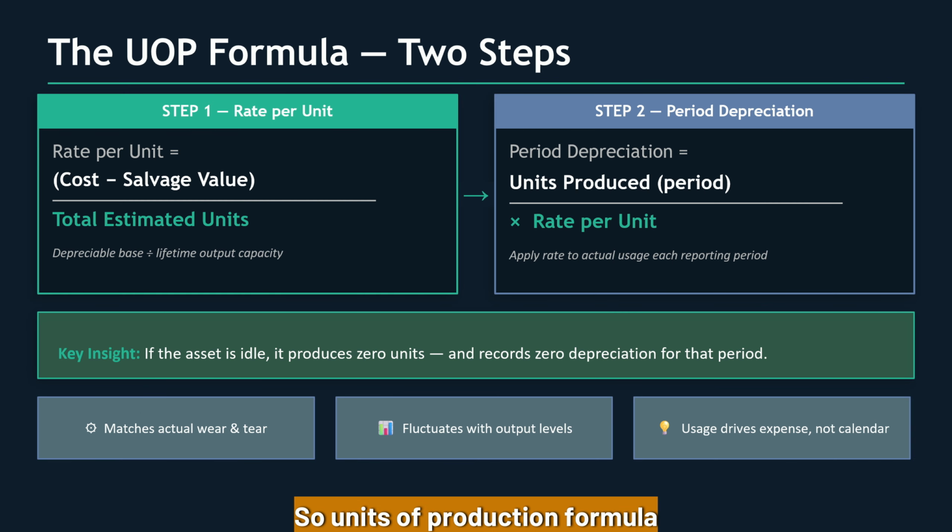So the units of production formula has two steps. First, you need to derive the rate per unit. So you need to calculate cost minus salvage value, so your asset cost minus the salvage value you have predicted, and that needs to be divided by the total estimated units. So that becomes the depreciation base. And step 2, you need to calculate the periodic depreciation, which is equal to units produced multiplied by rate per unit. So the rate will be applied to the actual usage in each period.